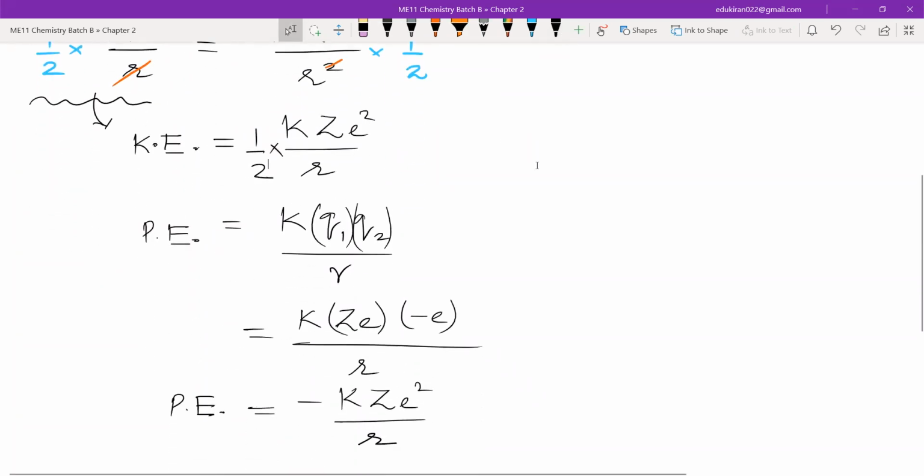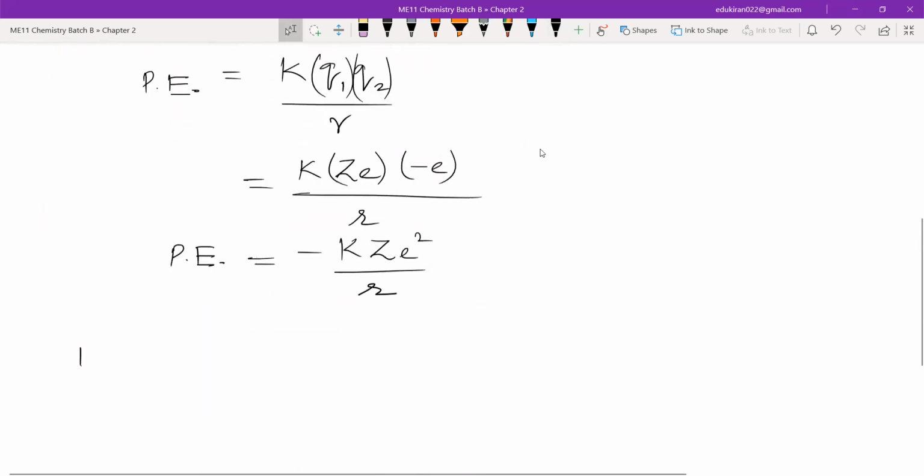So these are the two energies, kinetic energy and the potential energy. Now let us add these two energies and see what the result will be. So total energy is equal to the kinetic energy plus the potential energy.